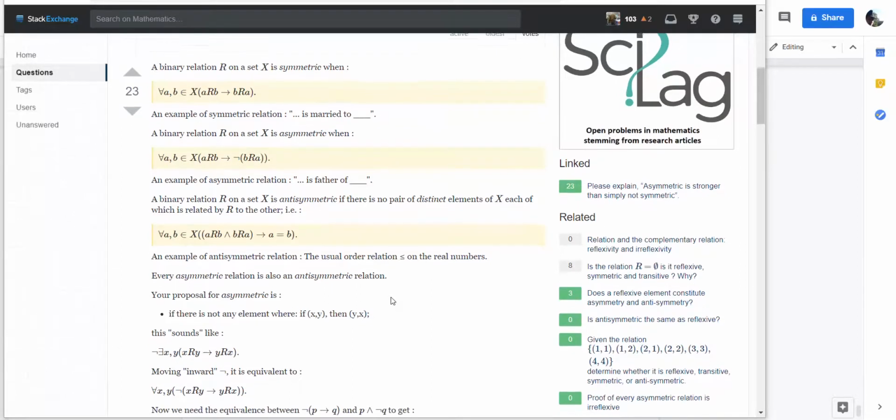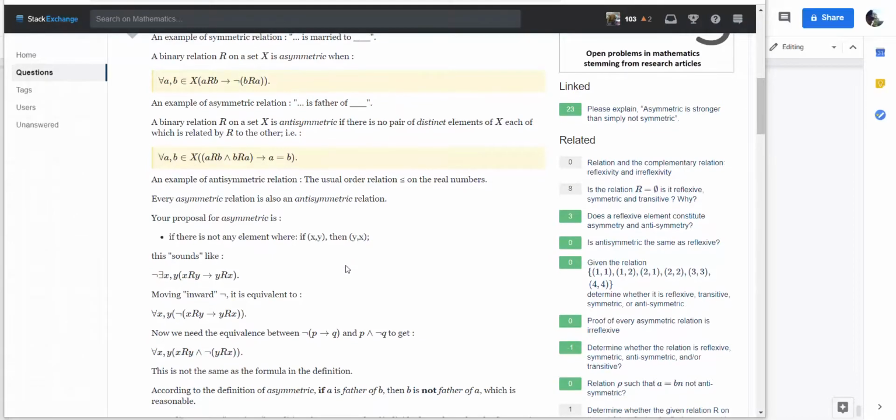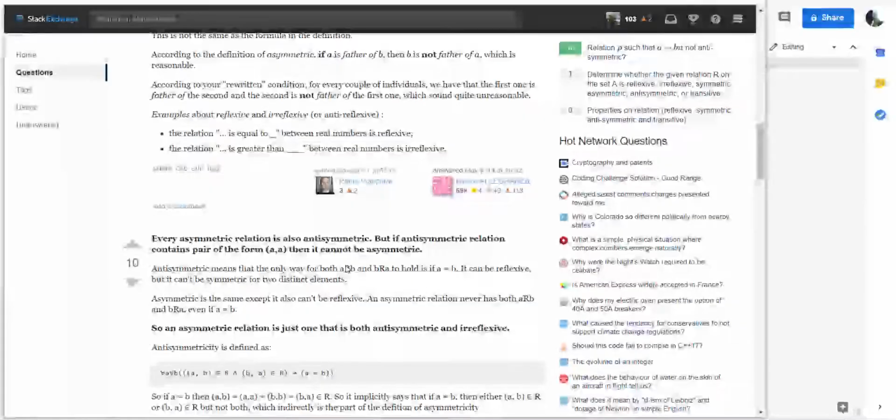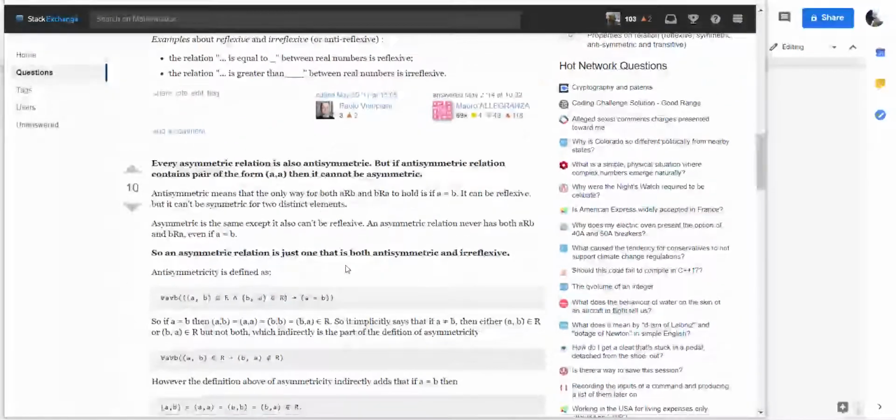Your proposal for asymmetric is if there is not any element where xy then yx. This guy used several notations, which is interesting. Every asymmetric relation is also antisymmetric, but if an antisymmetric relation contains a pair of the form AA, then it cannot be asymmetric.